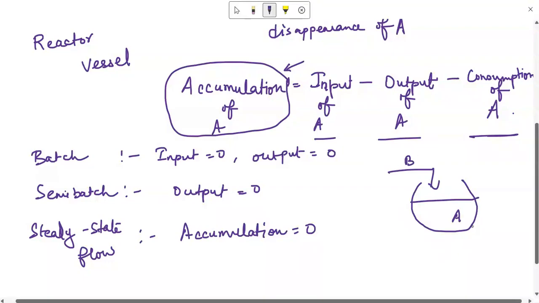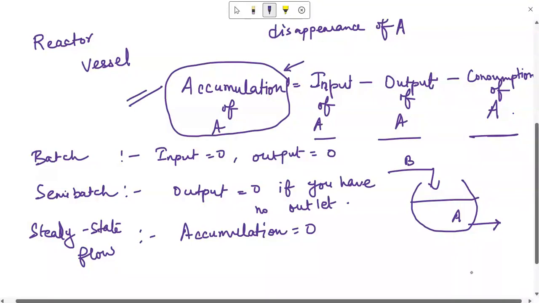But sometimes, to help with the progress of the reaction, some amount of the product is also taken out, and this happens periodically. It's not continuous like in a steady state flow. So in that case, this output may or may not be 0. Output is 0 if you have no outlet, but if you have an outlet, then all of these terms need to be considered.